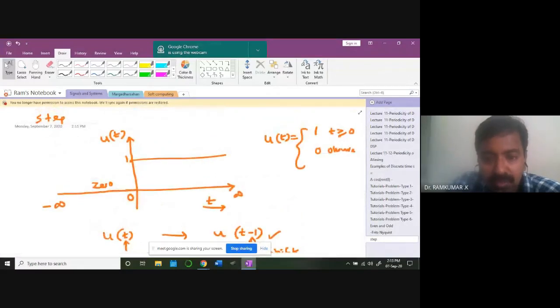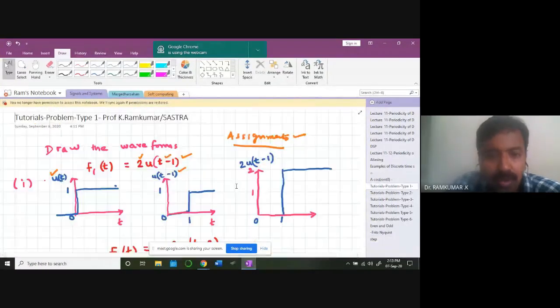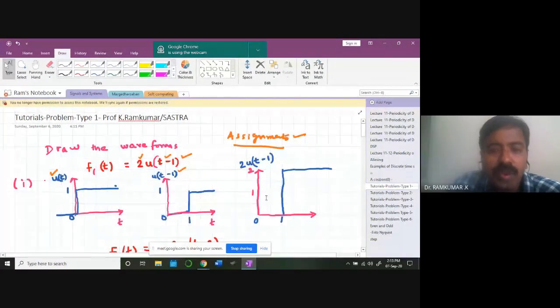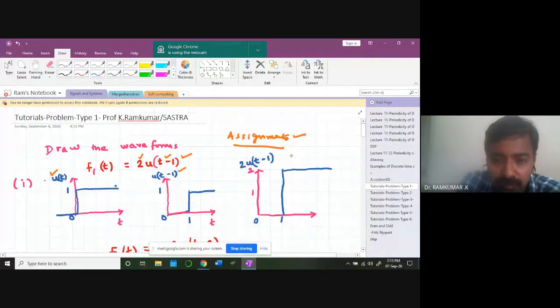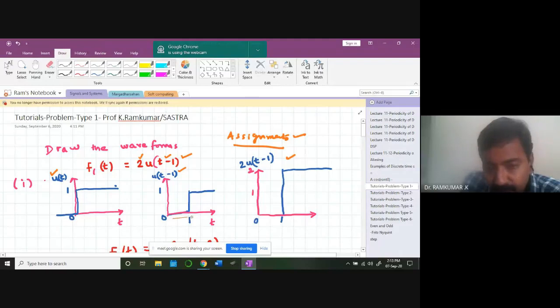Here is the case. Now take down the problem: 2u of t minus 1. I hope every one of you can draw this particular waveform. Because the shift is towards the right side direction. I'm shifting it 1 unit along this direction. So easily you can visualize this.